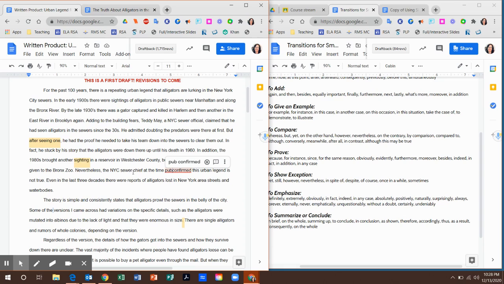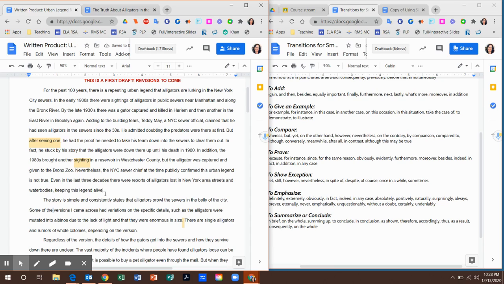So nevertheless, the New York City sewer chief at the time publicly confirmed this urban legend is not true. Even in the last 3 decades, there were reports of alligators lost in New York area streets and water bodies, keeping the legend alive.